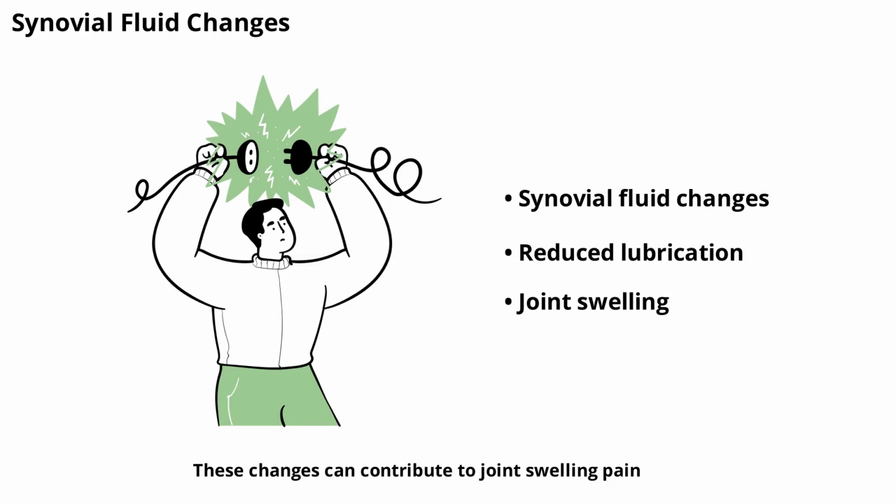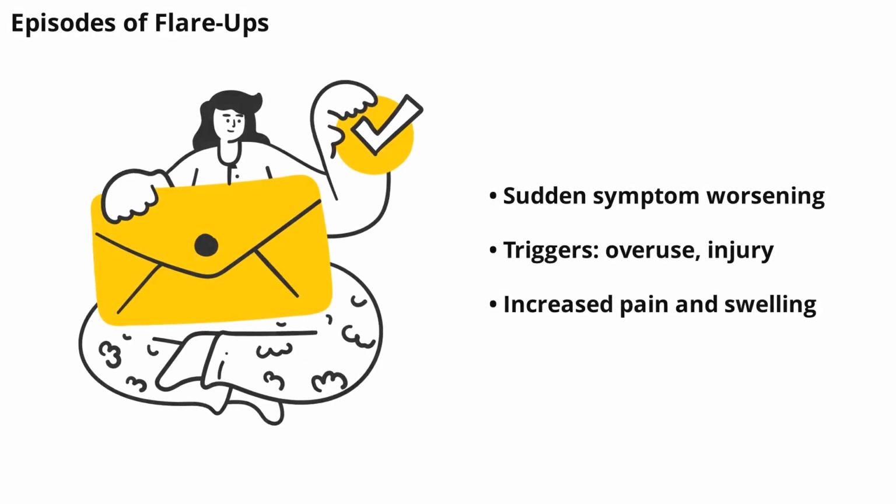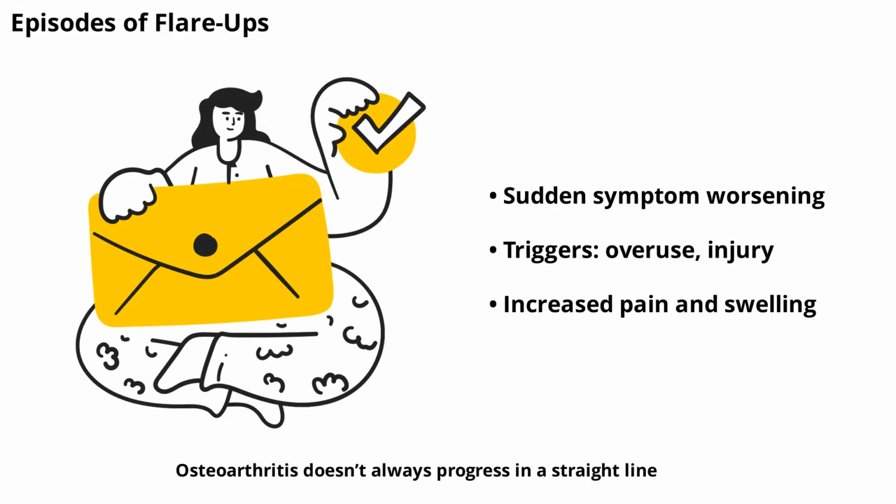These changes can contribute to joint swelling, pain, and reduced ability to cushion the joint during movement. Osteoarthritis doesn't always progress in a straight line. Many people experience flare-ups, where symptoms suddenly worsen for days or weeks. These episodes can be triggered by overuse, injury, or even changes in weather. Flare-ups are often marked by increased pain, swelling, and stiffness, making daily activities more challenging.